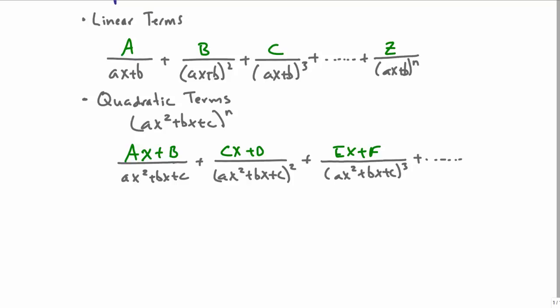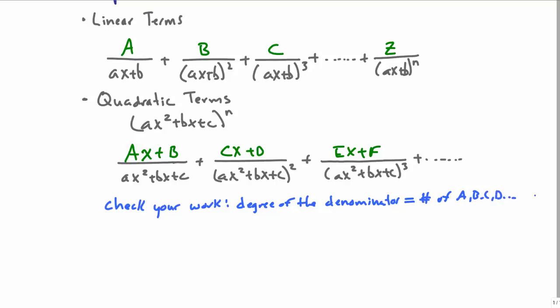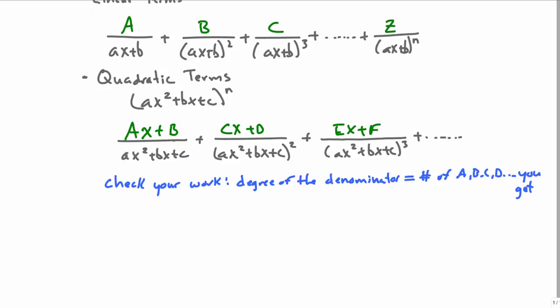Now, we haven't put any numbers to anything yet, but we do have a couple more rules that we need to look at. There's a point here where we need to check our work. If we look at the highest degree of the denominator, all the combined powers, that better equal the number of A, B, C, and D's that you get in the numerator. So this is a quick spot to check. If this isn't happening, that tells you that you may want to double check everything.